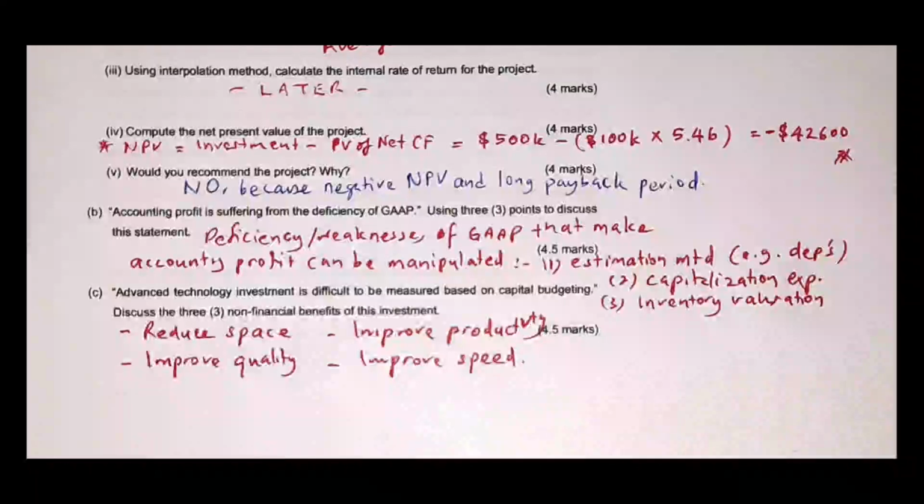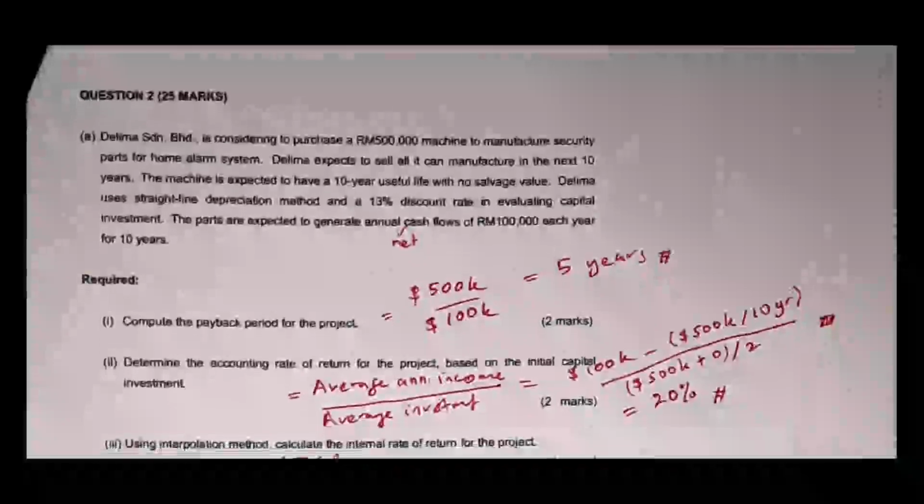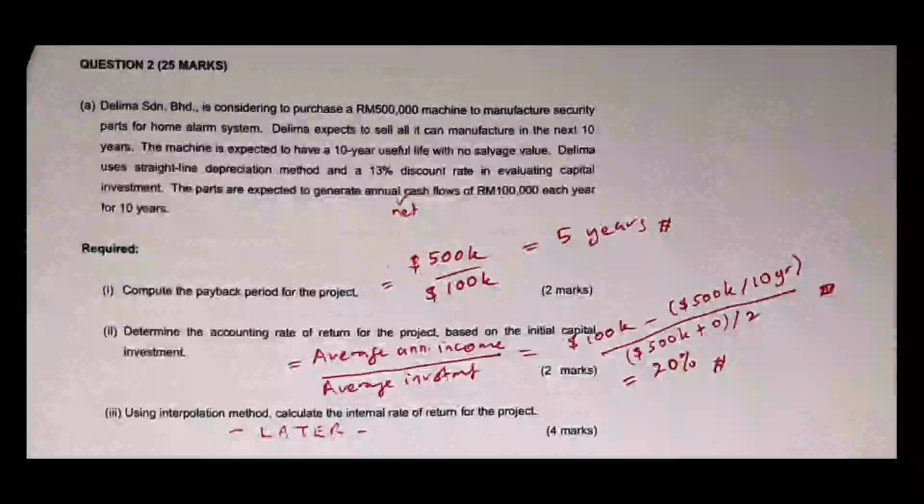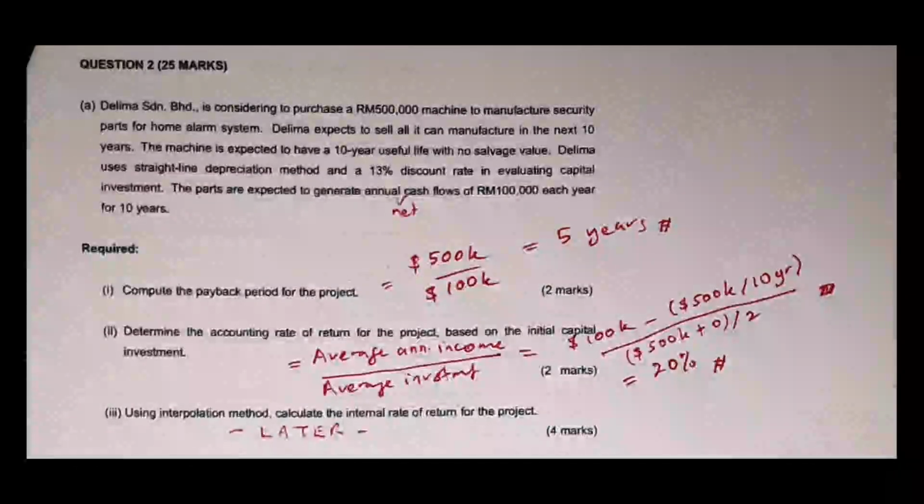So this is the past year exam question. I think this question is very straightforward. But the good thing about this question is you can learn almost every method covered in topic 6, investment in advanced technology.